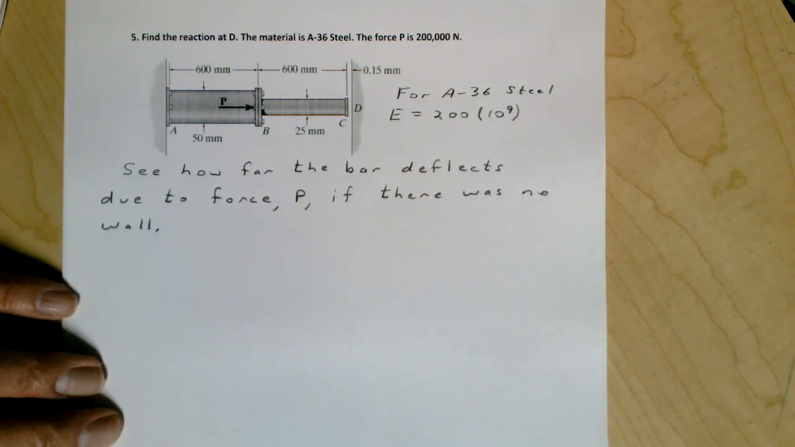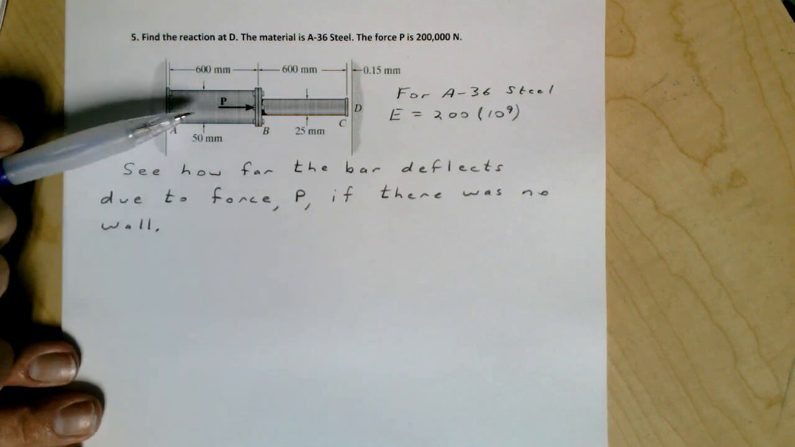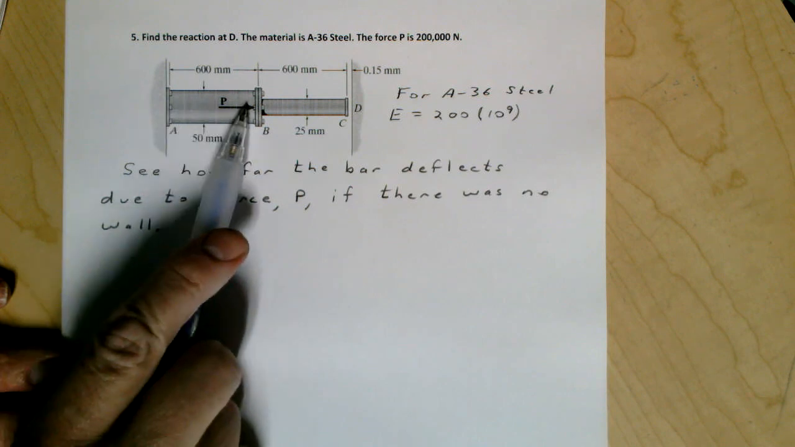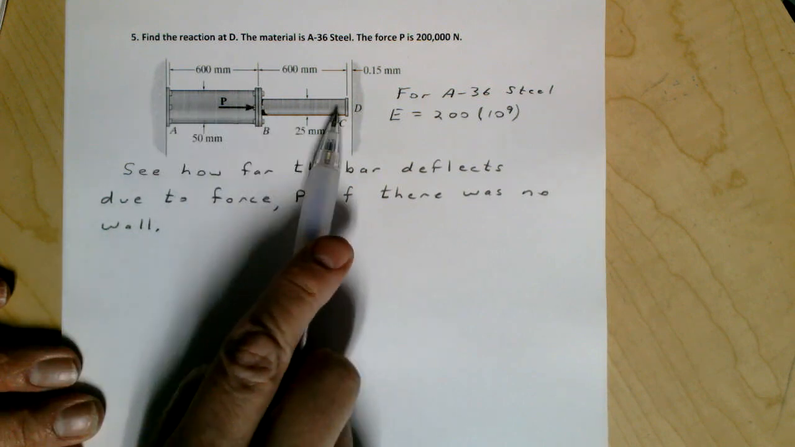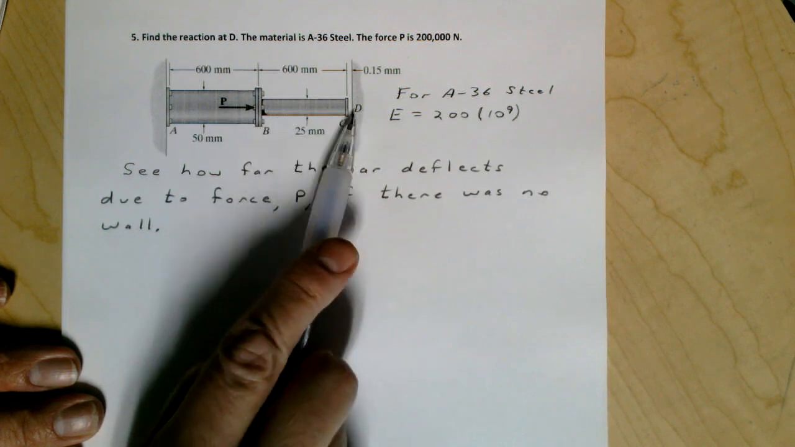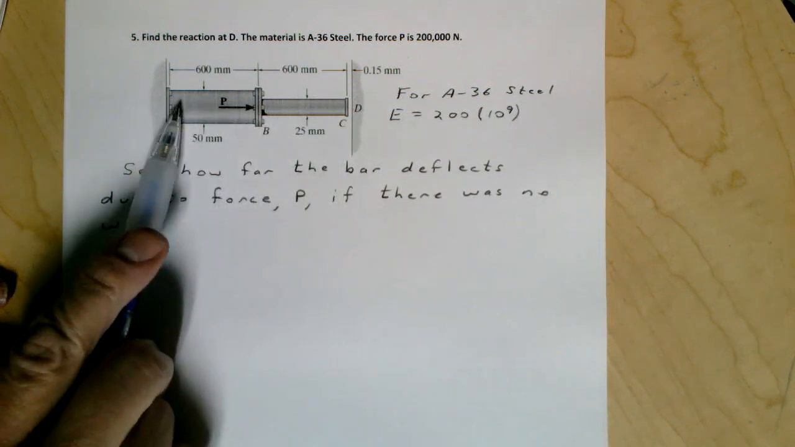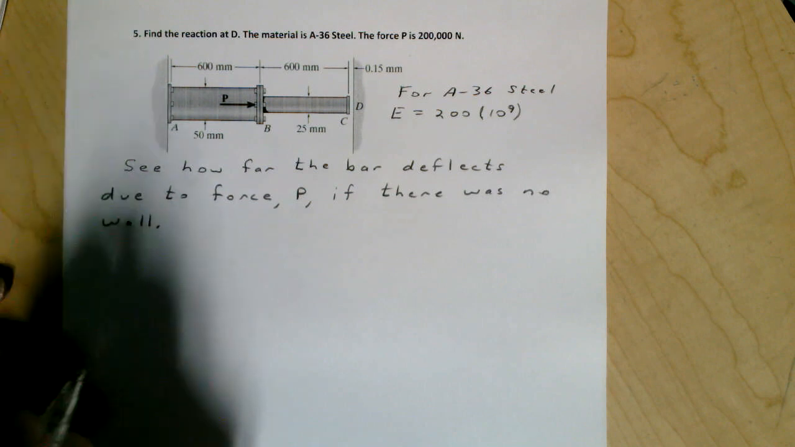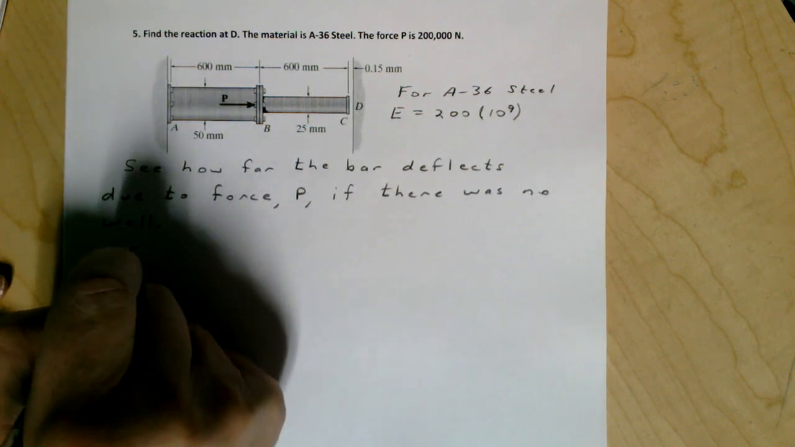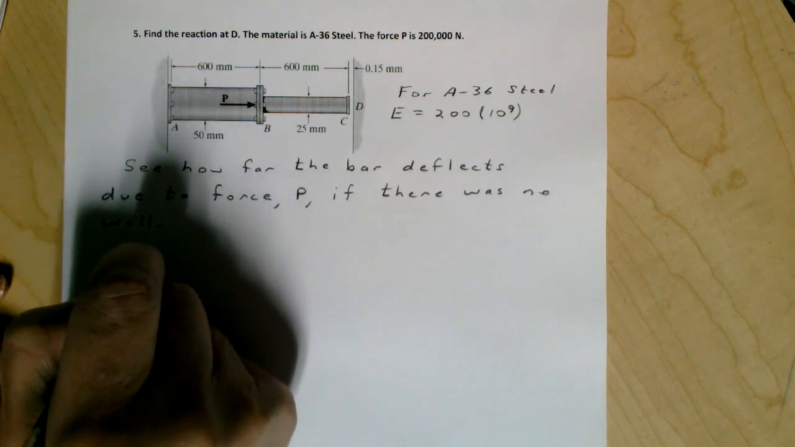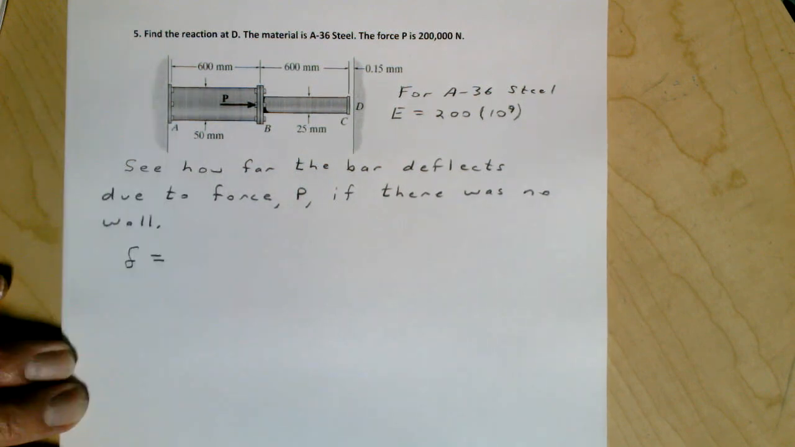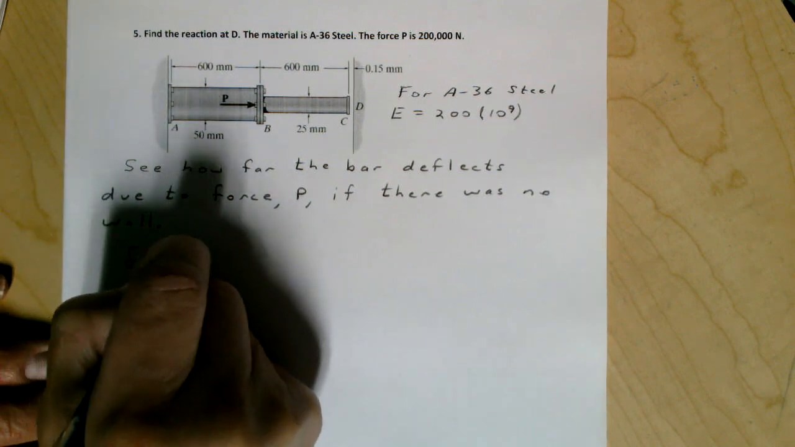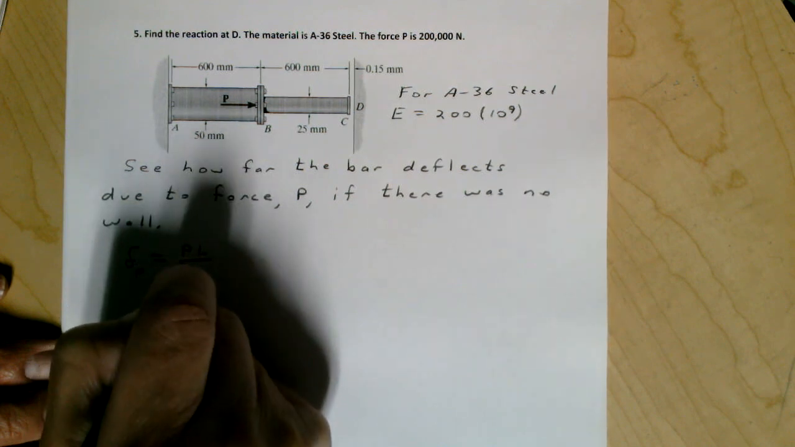Let's do that. You'll notice the force is applied right here, so it's just going to affect the length behind it. There's no force applied here, at least not until it hits the wall. So it's only going to affect this 600 millimeter length. Let's calculate the deflection due to the force, with subscript P. That's going to be, again, PL over AE.